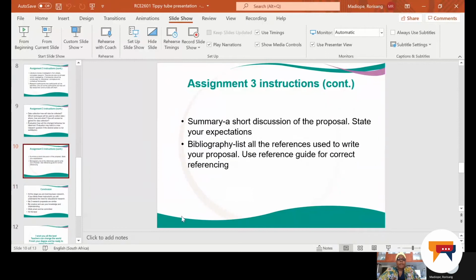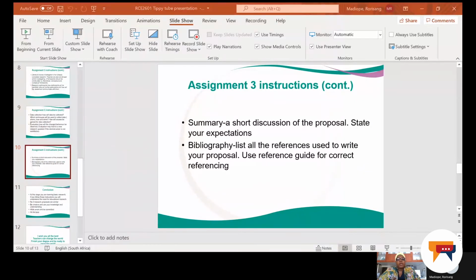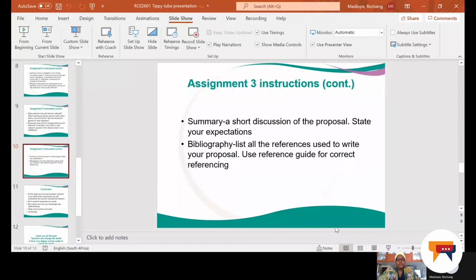Summary is a short discussion of the proposal. State your expectations. What do you expect from the whole process of your research? Yes, you are planning, but you must have expectations while we are still planning. When you do your reports at the end of the research, that is when you will see whether your expectations were met or not. But at this stage, you just mention what you expect from this research.